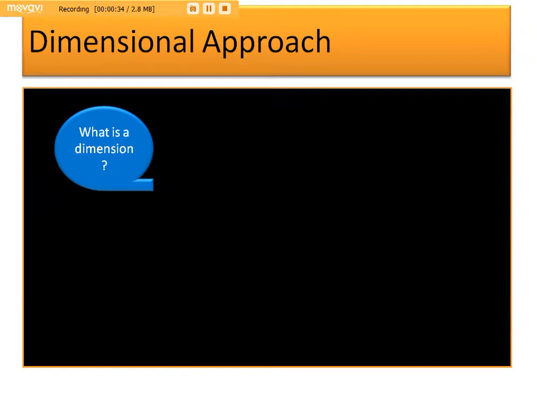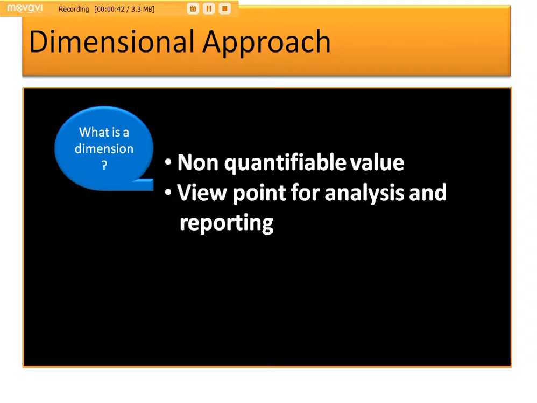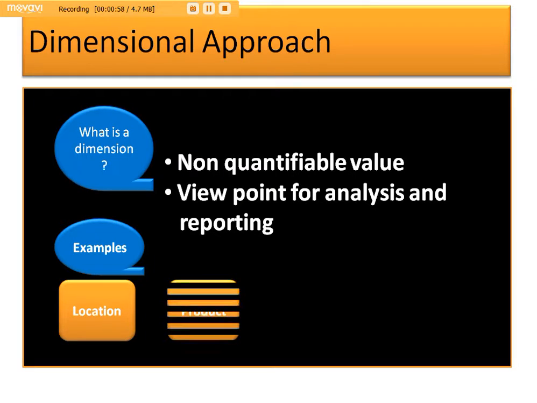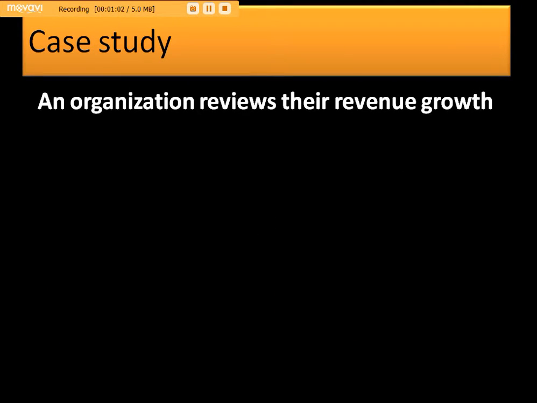Before getting into the dimensional approach, let's try to understand the basic information. What is a dimension? A dimension is a non-quantifiable value, or categorized information or viewpoint, used for making analysis or reporting. We'll see in the next slide. Examples of dimensions are location, product, and date. Let's take a case study.